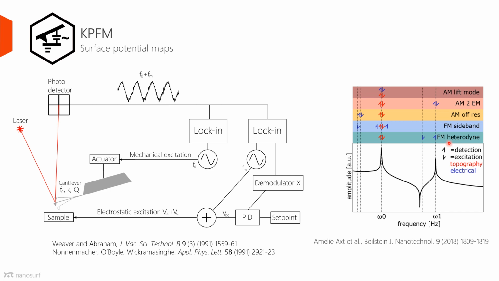Or heterodyne KPFM, for instance. Here you're exciting electrically the cantilever at a frequency that is the subtraction of a first and second harmonic, and then you're detecting this electrical effect at the second harmonic. Each of the methods has an advantage or disadvantage against the others, and it's not clear, unless you specify very well the sample, which one might be better a priori.